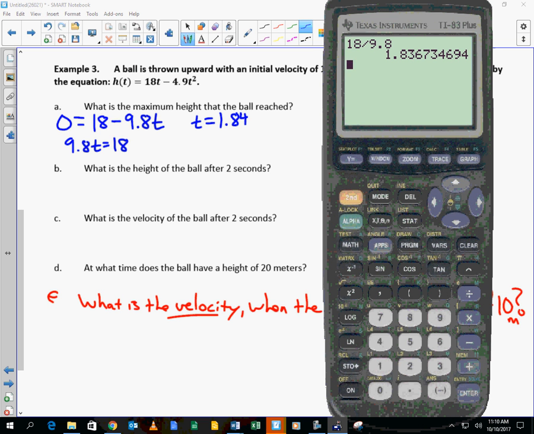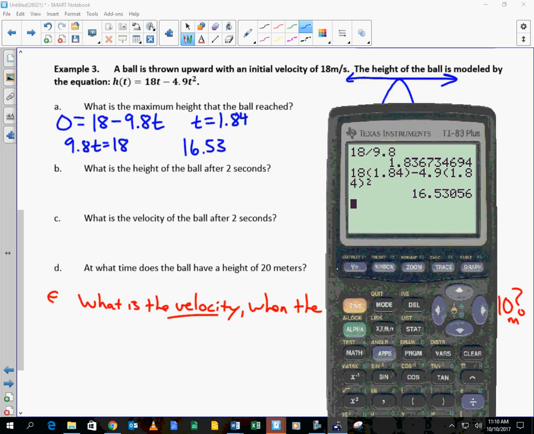Does that tell me the maximum height of the ball? How would I figure out the maximum height? Plug it into the derivative or the height function? Height function. So 18 times 1.84 minus 4.9 times 1.84 squared, and I get 16.53. Do I give a label here? Meters.